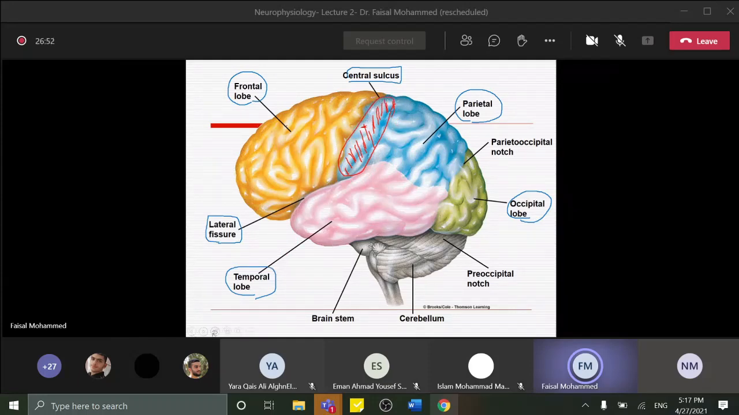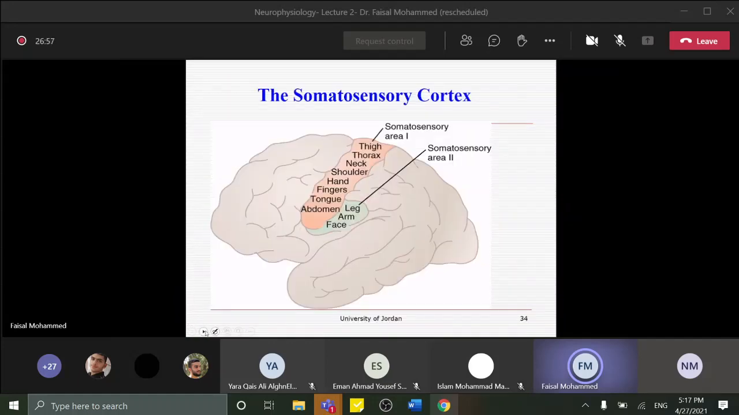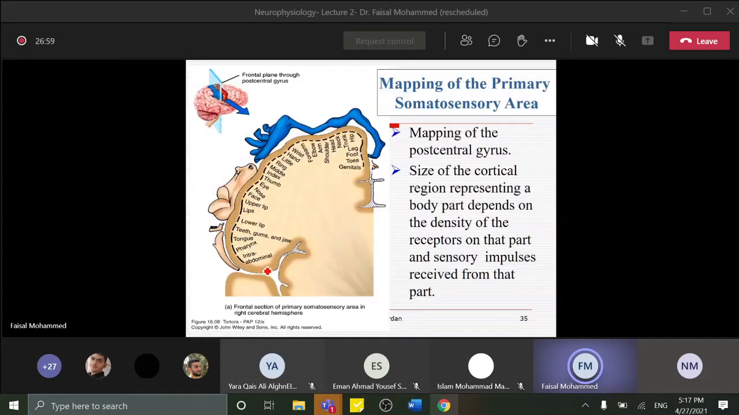And if you remember from the very first year, we talked about how our body is represented on this area. Our body is represented on this area, and the representation on this area of the cerebral cortex is upside down. So this is upside down. That is one.